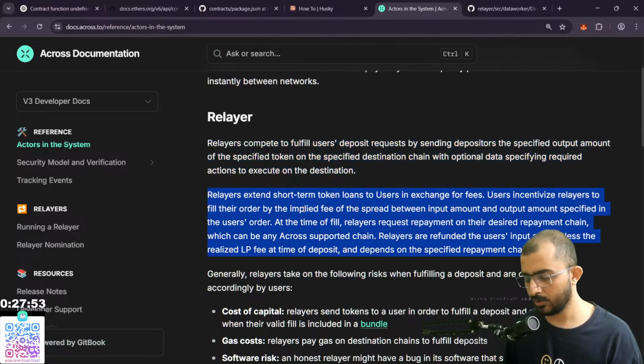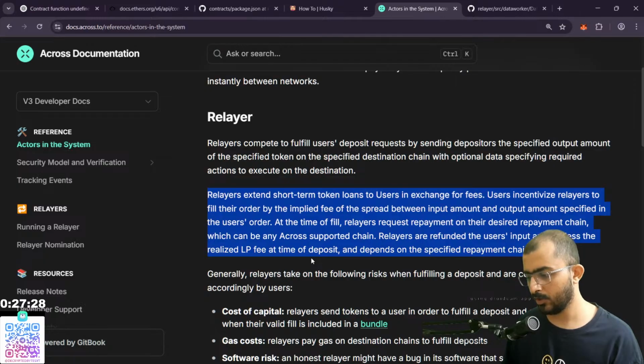Relayers extend short-term loans to users in exchange for fees. Users incentivize relayers to fill their order by the implied fees of the spread between input and output amount specified in the user's order.